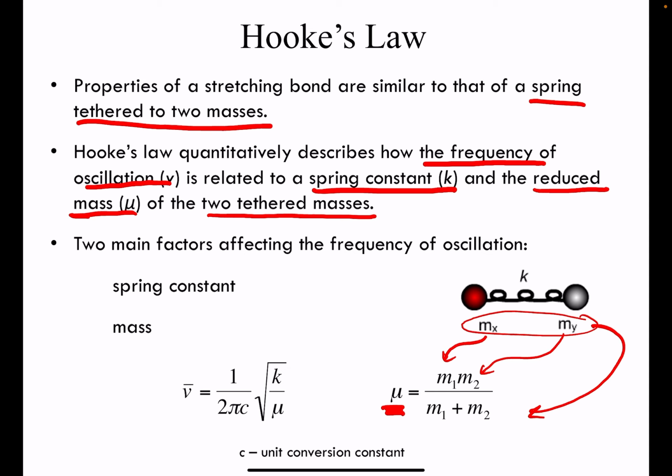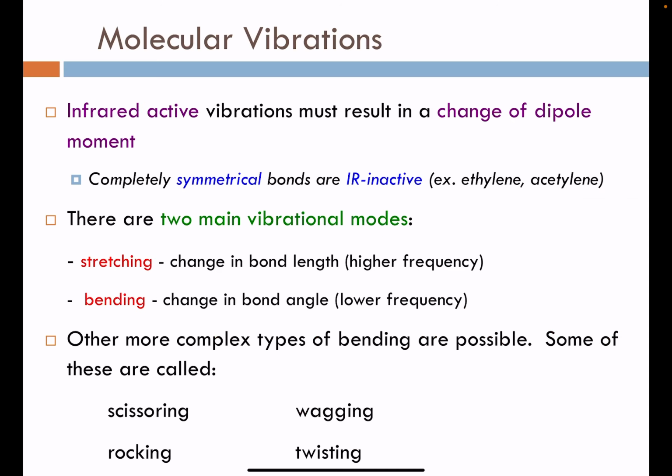With mu in place, we can take that into the denominator here against the spring constant K for the molecular bond. We'll take the square root of that fraction and relate it to the inverse of 2 pi and a conversion constant to take us into appropriate units here for frequency.